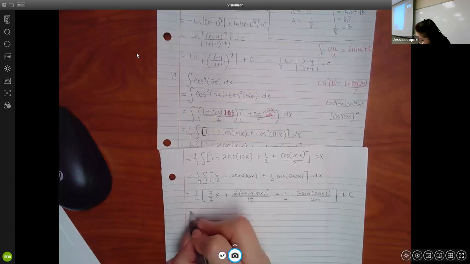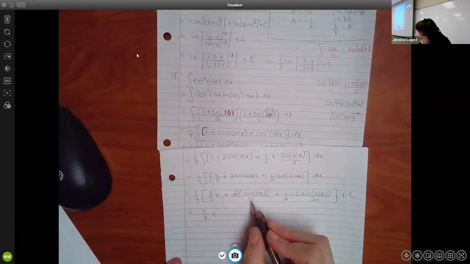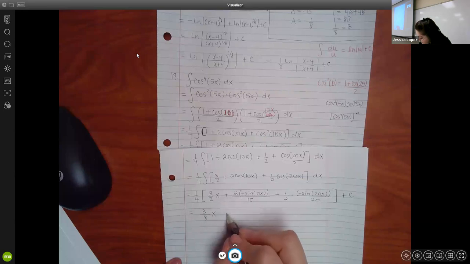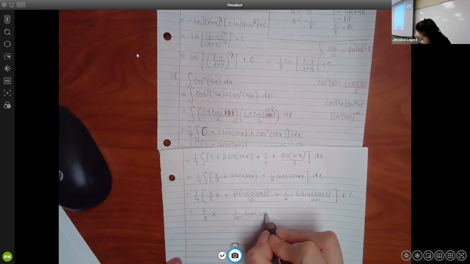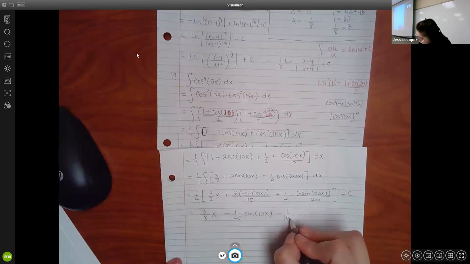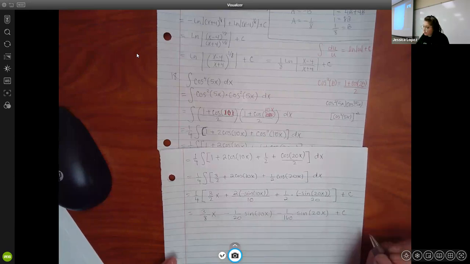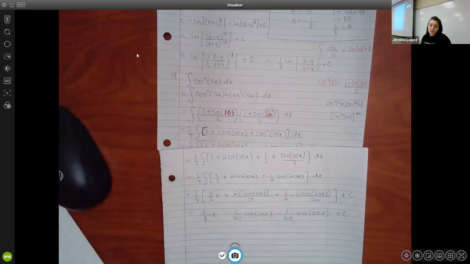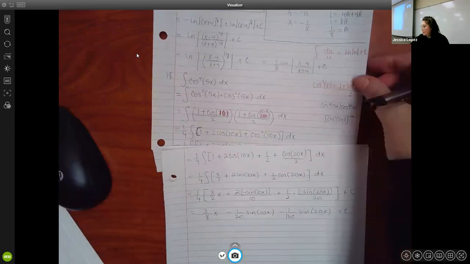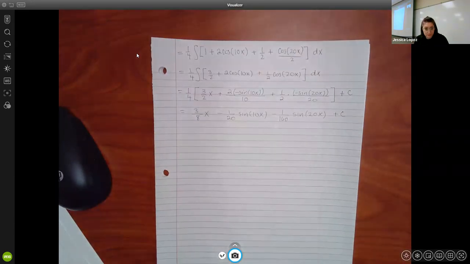From here, it's just a matter of cleaning it up. So this would be 3/8 x. That's a negative 1/5 times 4 is 1/20. And then that's a negative 1/40 times 4 is a negative 1/60. Now, you might have more steps in between there, and that's okay. You just work it out the way you're used to working it out. You should end up with the same result.